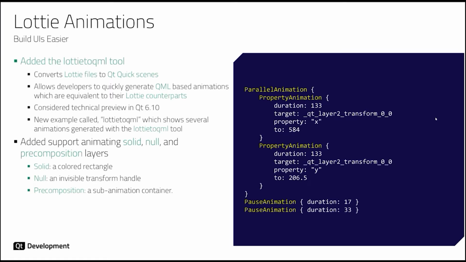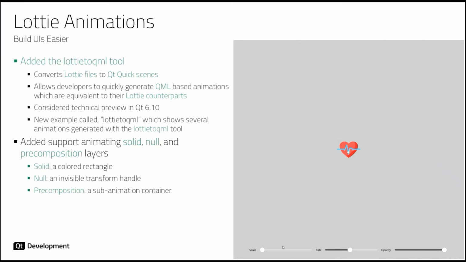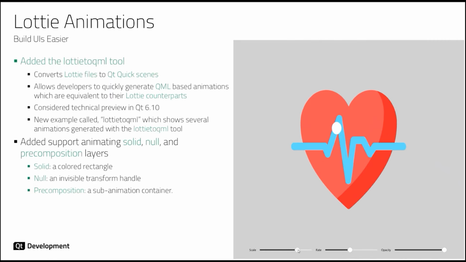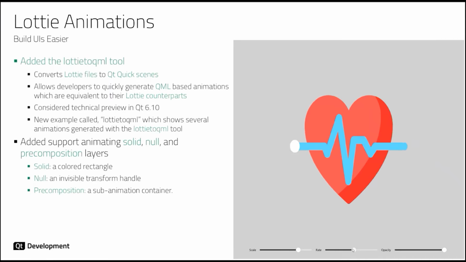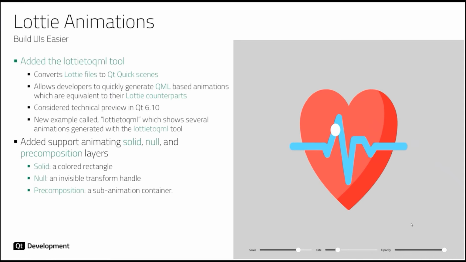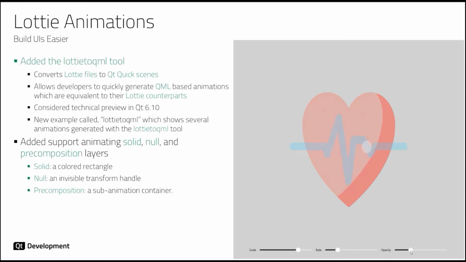So here we've created a parallel animation with a couple of property animations within it. That's the result of running this Lottie to QML tool. There's a bit of additional support for animating solid, null, and pre-composition layers as well. And if we flip this example over, we can see this resulting Lottie animation as a Qt Quick Scene. So we've got just a basic animation here again, but this is converted to a purely QML scene, QML component, Qt Quick Scene. So we're able to create an animation from a Lottie file.